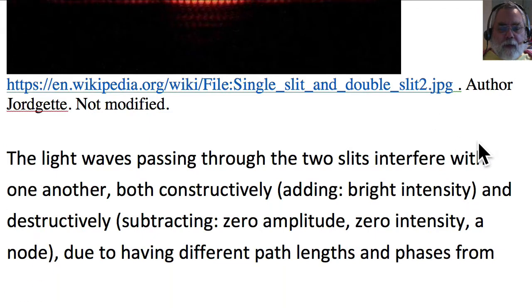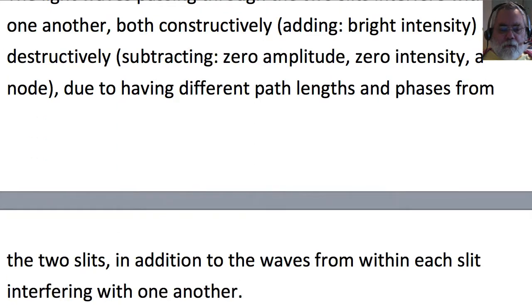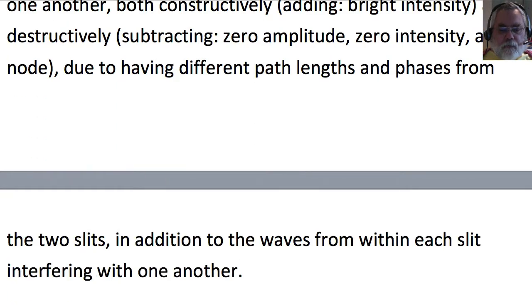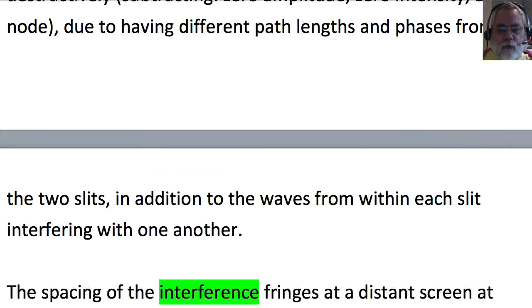So the light waves passing through the two slits interfere with one another, both constructively, adding so we get a brighter intensity, and destructively, subtracting so we get less intensity or zero intensity, due to having different path lengths and phases from the two slits, in addition to the waves from within each slit interfering with one another.